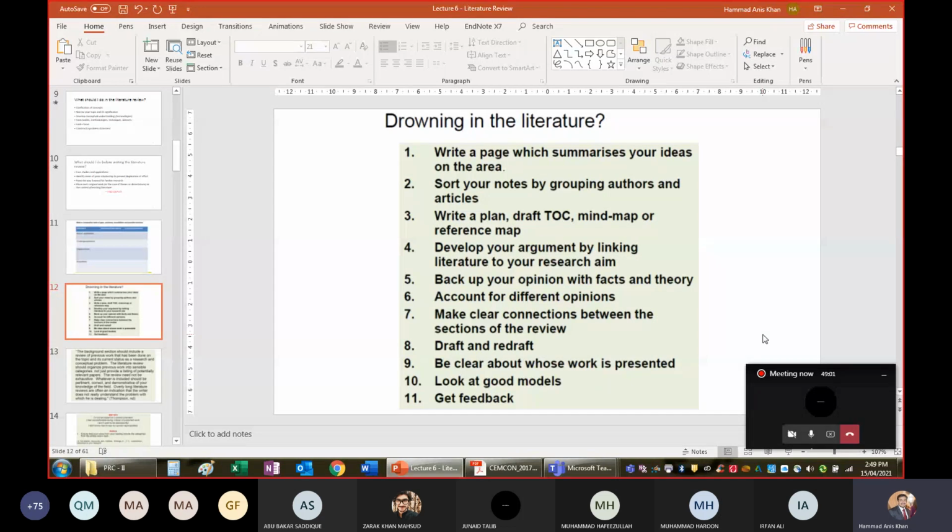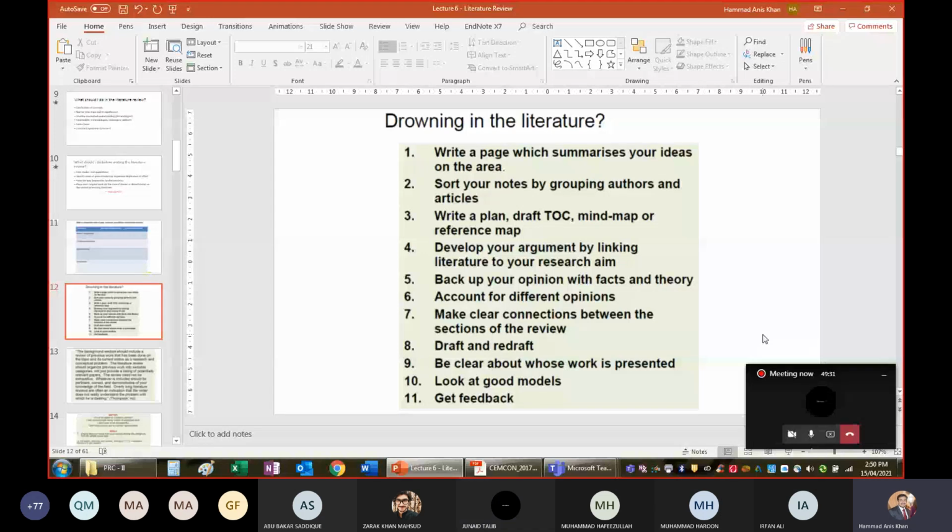If you want to enforce your point, then you will need some literature to enforce it. You won't just say, this is the reason why it has happened. So you have to enforce your facts based on your literature. Account for different opinions. What are the things which can be different to your research or points of view different to your research? Do that as well. Make clear connections, draft and redraft.